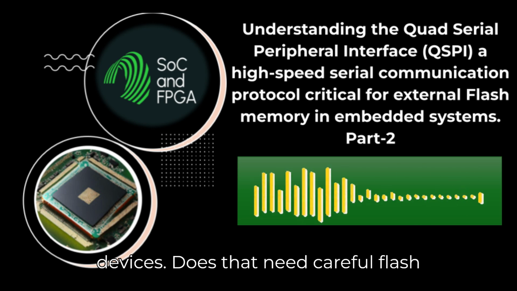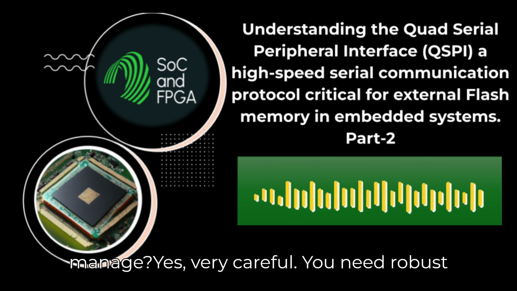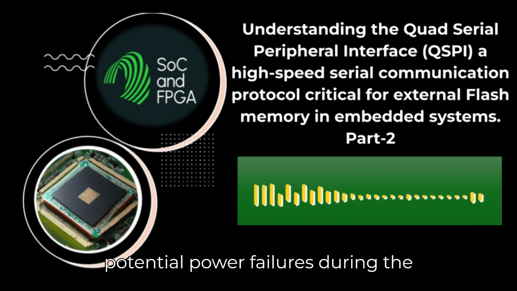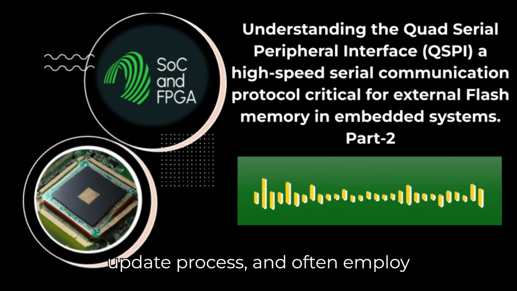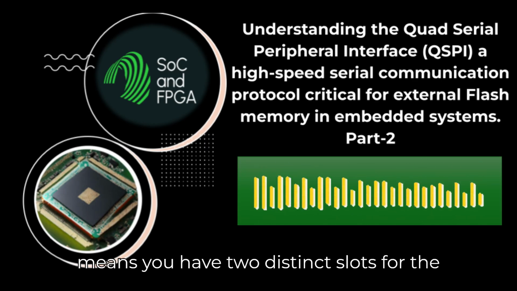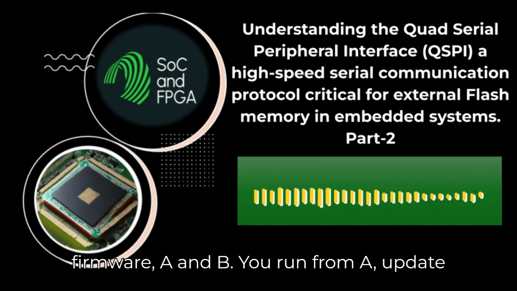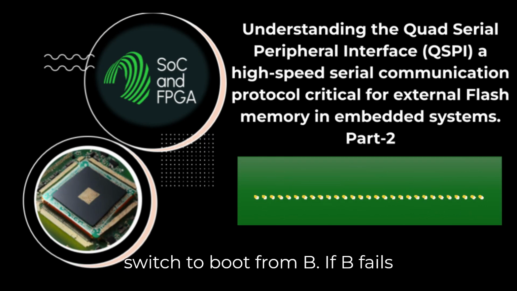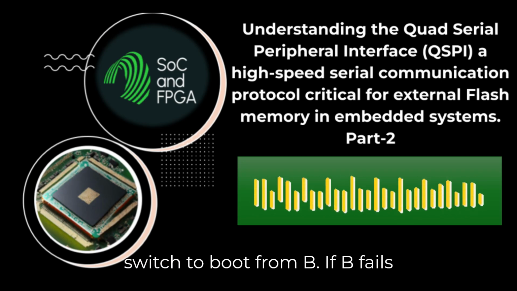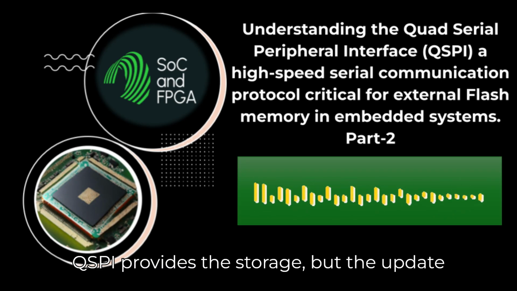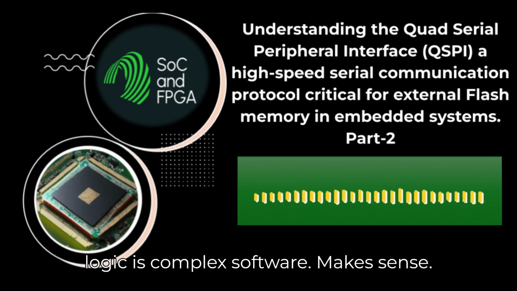Does that need careful flash management? Yes, very careful. You need robust logic to manage the flash sectors, handle potential power failures during the update process, and often employ strategies like A/B partitioning. That means you have 2 distinct slots for the firmware, A and B. You run from A, update B in the background, verify B, then switch to boot from B. If B fails to boot, you can safely roll back to A. QSPI provides the storage, but the update logic is complex software.